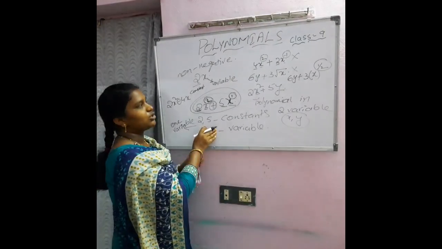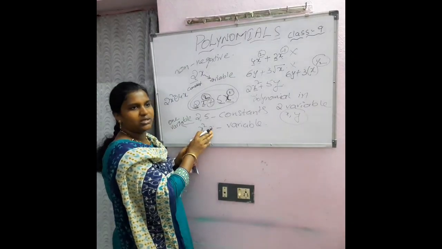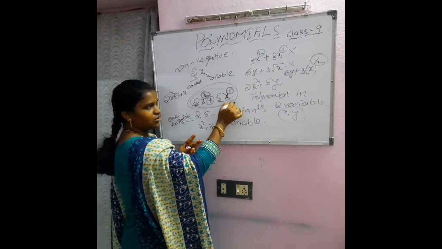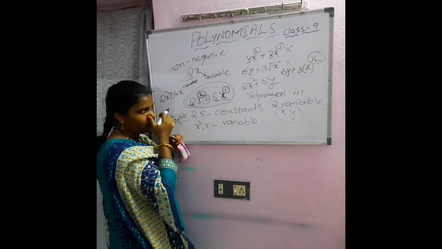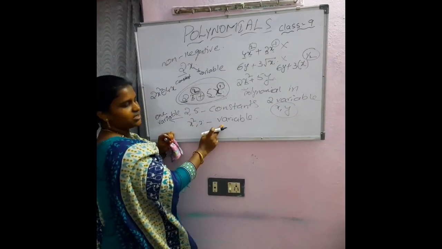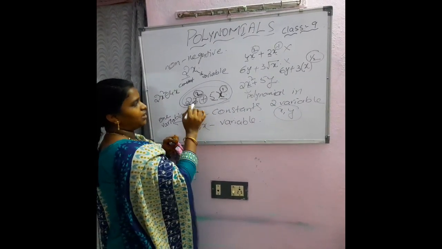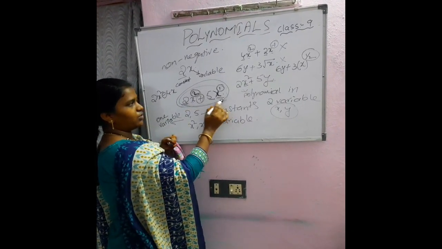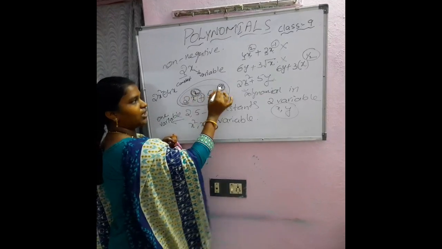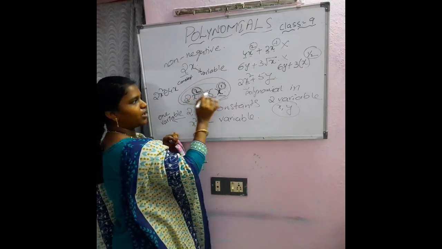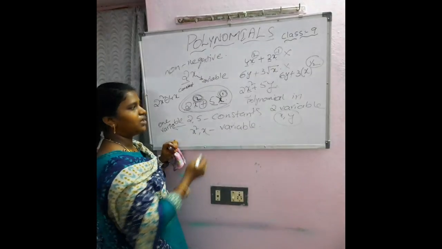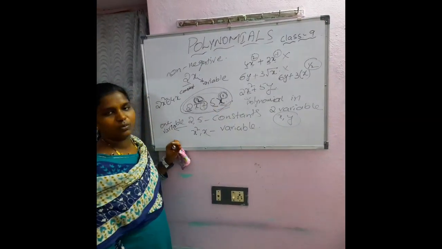So by the definition of polynomial, it should be an algebraic expression. What is an algebraic expression? A combination of constants and variables. We have 2 and 5 as constants and x as variable, and the degree should be a non-negative integral power. So 2 and 1 are non-negative integral powers, that means they are whole numbers. So this is a polynomial.